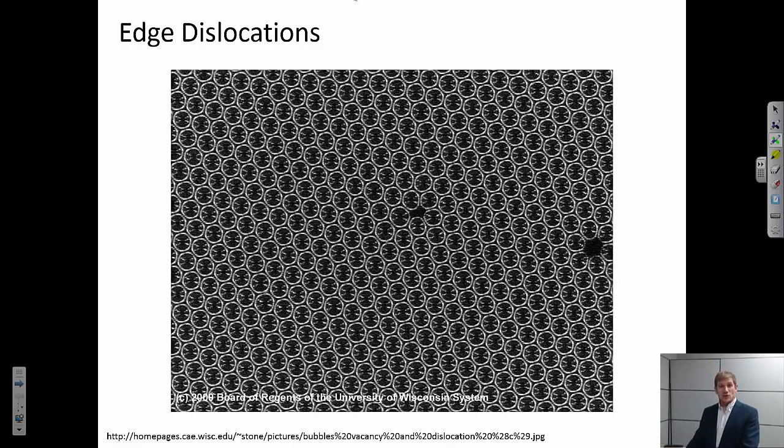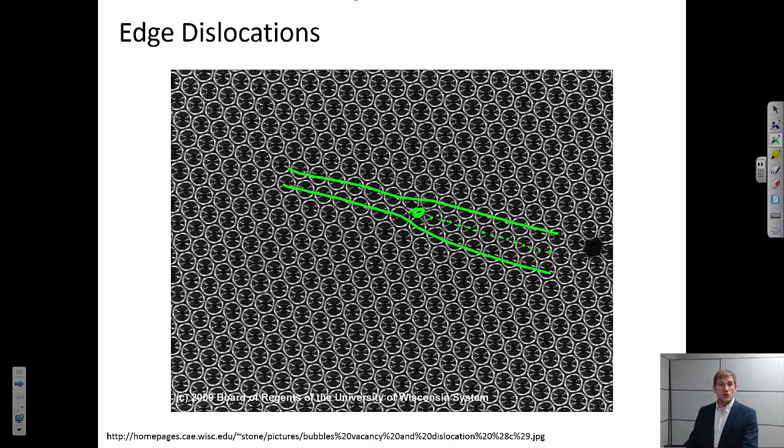And at first glance, it looks like a perfect lattice. But if I look closer, I can see that if I draw one row of bubbles there and another row here, I have an extra row in between the two, and it ends at some point. So there's a defect there.